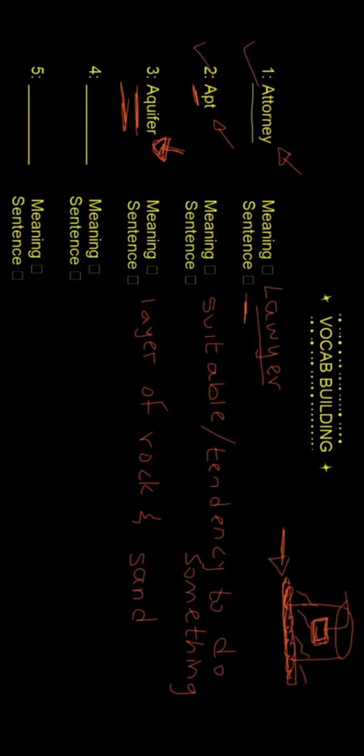Attorney means a lawyer. Apt means something you have a tendency towards, or something that's very suitable or appropriate. Aquifer is a layer of rock and sand underground that holds water. Let's go to the next exercise then. Once you're done with filling in words 4 and 5, let's go to the guided practice.